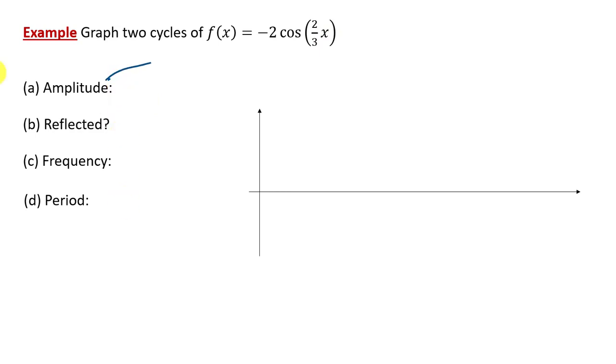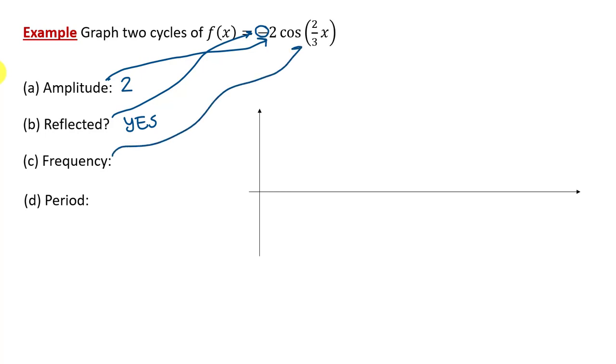The amplitude is the absolute value of the number that stands in front of sine or cosine, so it's going to be 2 units. Remember, amplitude is the height. It's always positive. Is this graph going to be reflected? Yes, because we can see a negative sign. Frequency. It's 2 over 3.